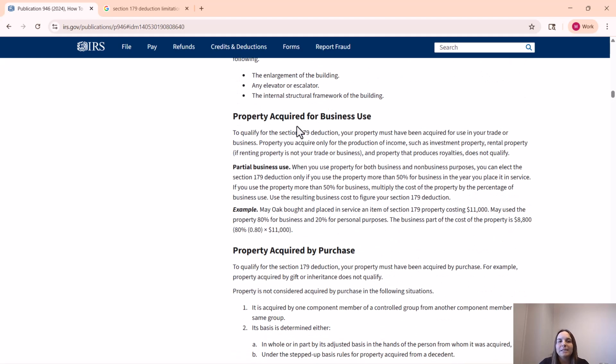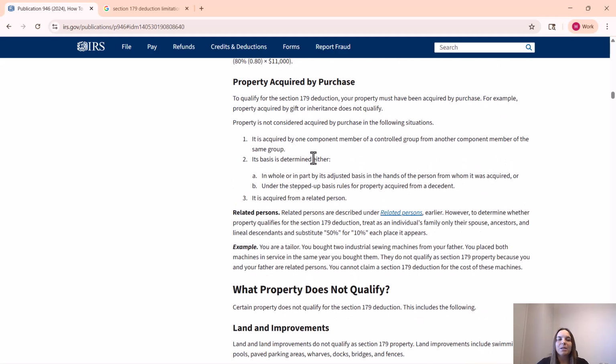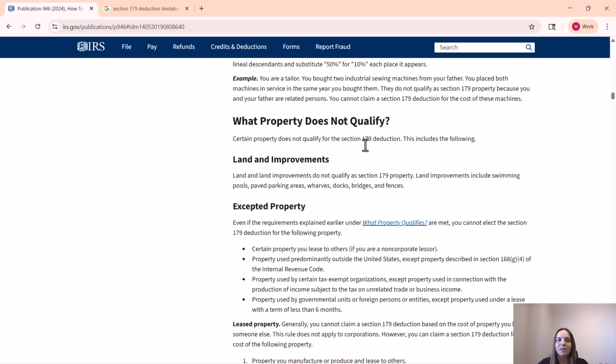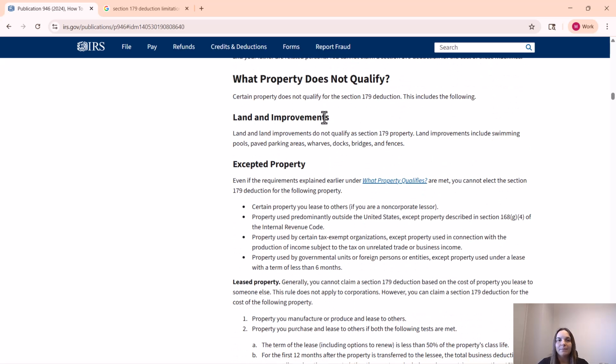It has to be acquired for business use. If it's partially used for business and partially used for personal, you have to use it for business at least or more than 50%. Okay, if it drops below 50% in later years, you may have to recapture the Section 179. What that means is you then pay tax down the road on the Section 179 that you took on that asset. It has to be acquired by purchase. That's self-explanatory.